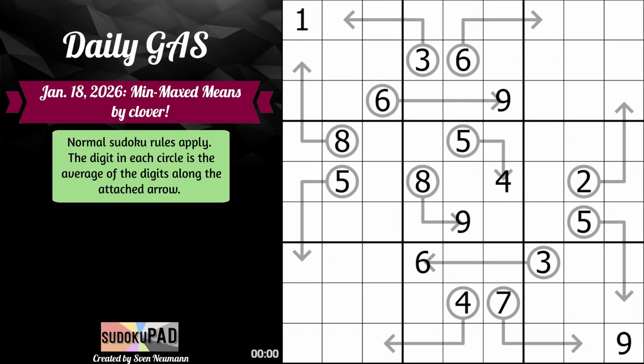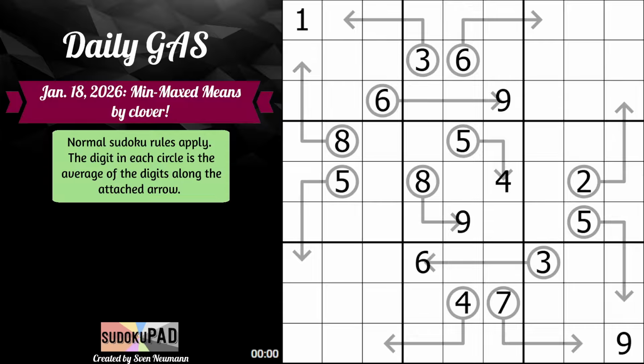Hello and welcome to the Daily Gas for January 18th, 2026, called Min-Maxed Means by Clover. Normal Sudoku rules apply. The digit in each circle is the average of the digits along the attached arrow.